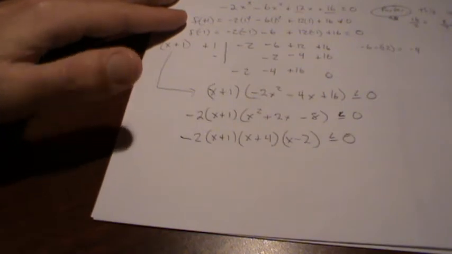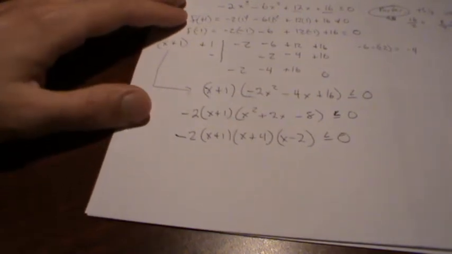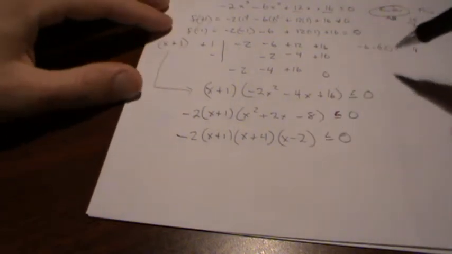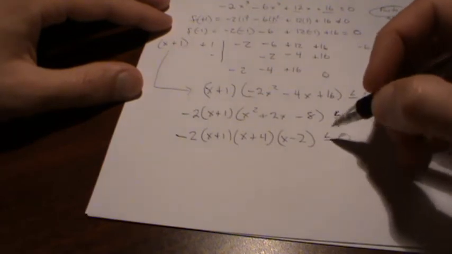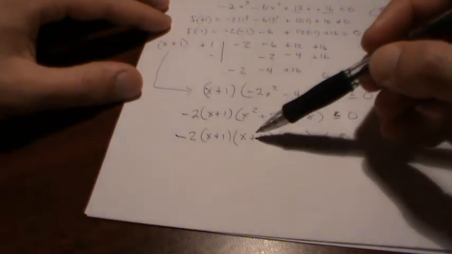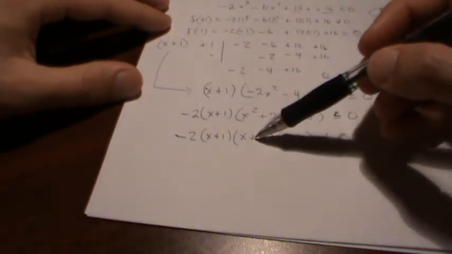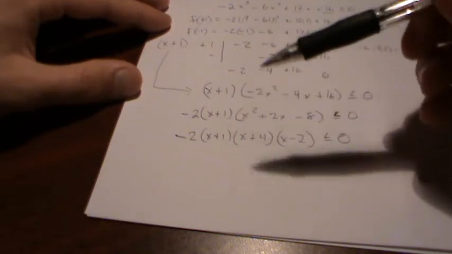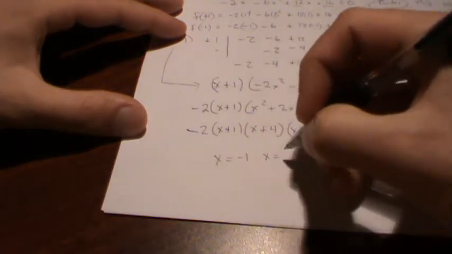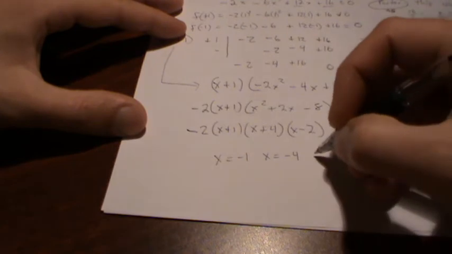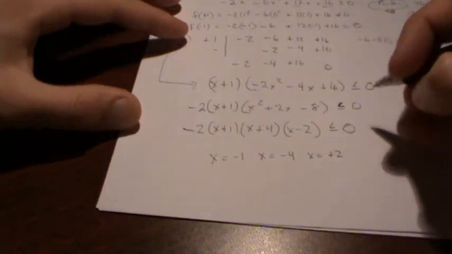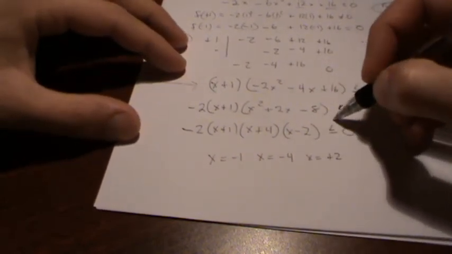Here is my polynomial fully factored. Now if the directions were just factor this polynomial, we would stop here. If this were an equality, then I would write down x equals positive 2 as an answer, and x equals negative 4 as an answer, and x equals negative 1 as an answer. So x equals negative 1, x equals negative 4, and x equals positive 2, if this were an equality right there.